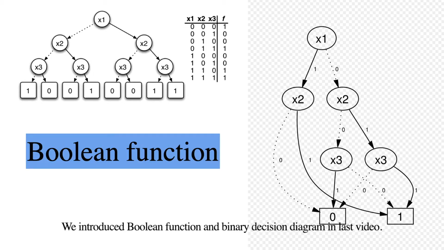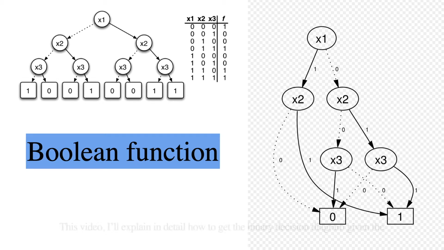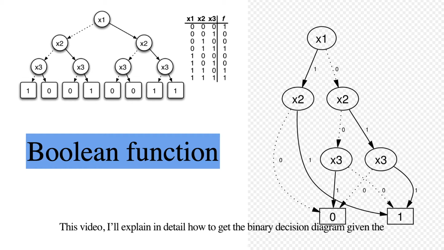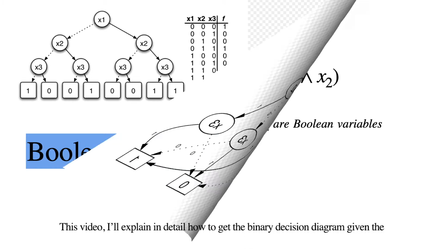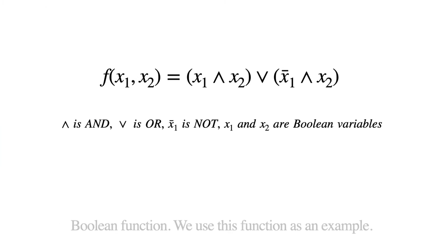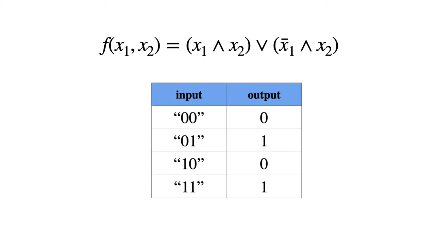I introduced Boolean function and binary decision diagram in the last video. In this video, I'll explain in detail how to get the binary decision diagrams given the Boolean function. We use this function as an example.